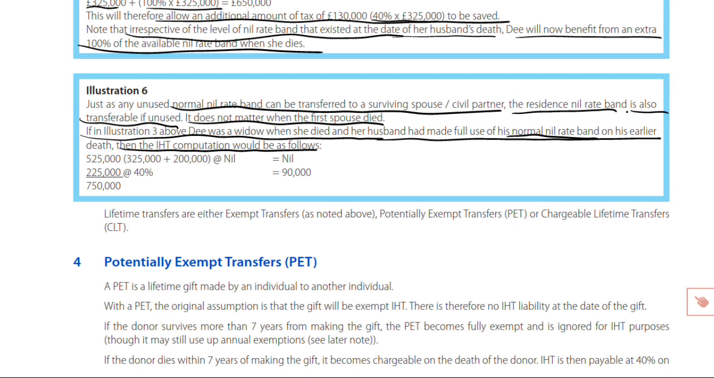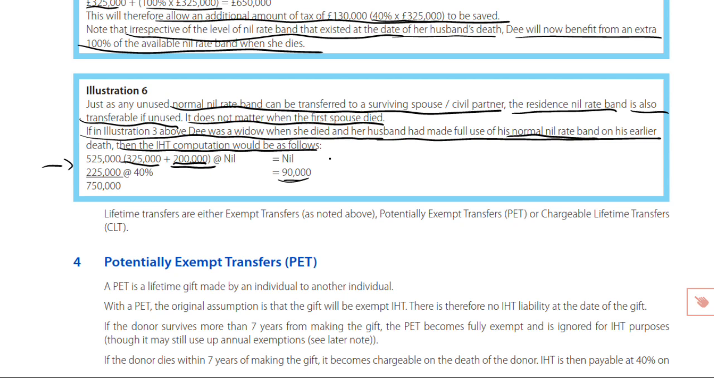So what do we now have as an available nil rate band? We've got the very specific applicable 200,000: 100,000 plus 100% of 100,000, so 200,000 residence nil rate band. And of course we've got our own ordinary nil rate band of 325. That therefore again reduces what is pushed up into the 40% band, and now it's only 225, reducing the tax charge down to £90,000.